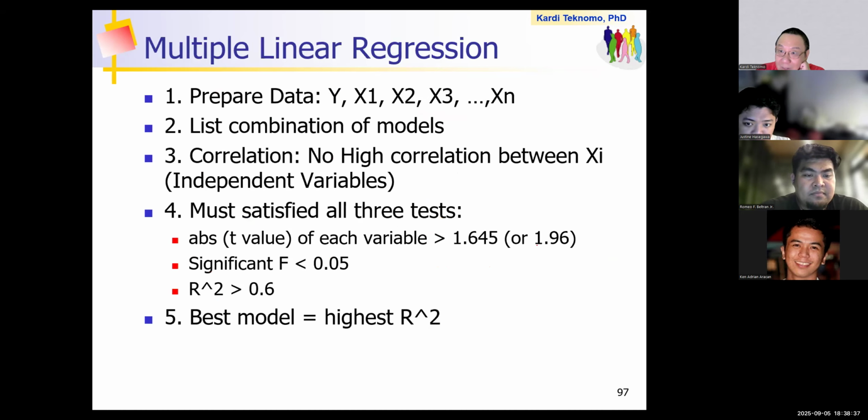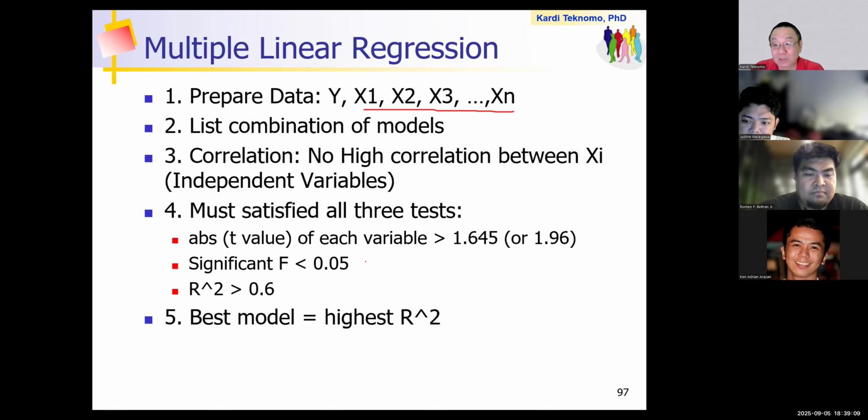Now, say you have this data. I have n variables of x. Of course the output is only one, y. Then what will you do? Because there are n variables, you have a lot of combinations of this model. You need to select the best model, isn't it?